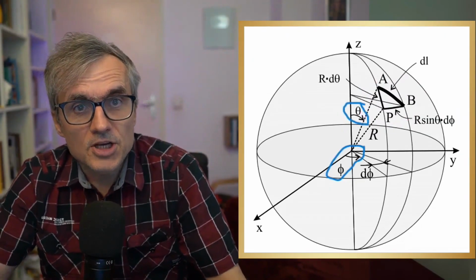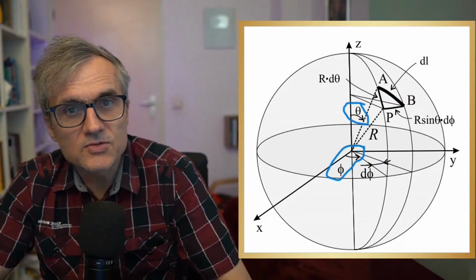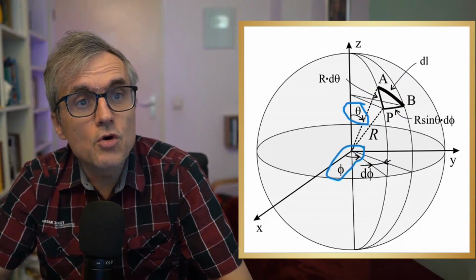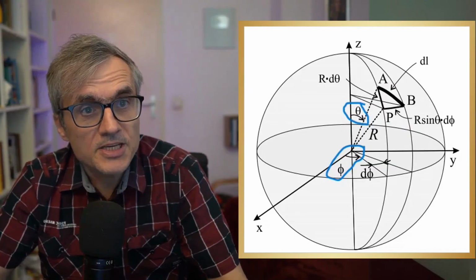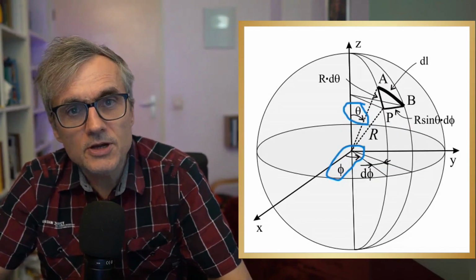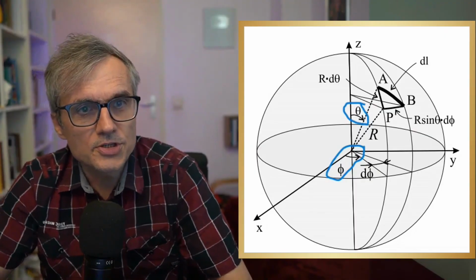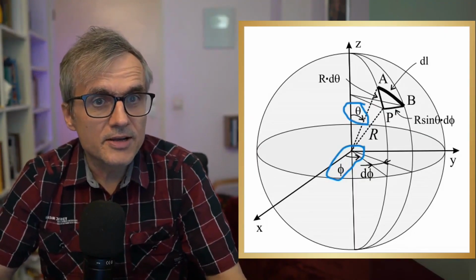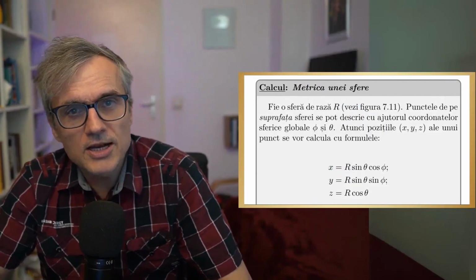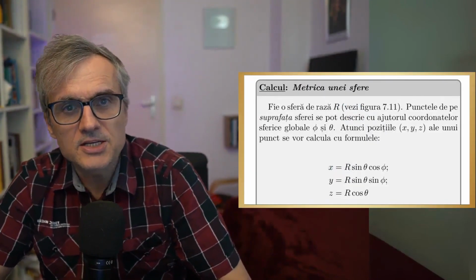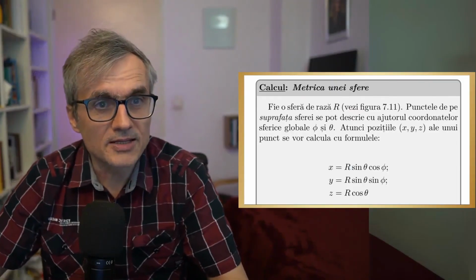So what are those coordinates on the surface of the sphere? Essentially, they are the two angles, the phi angle and the theta angle. So we want to express the distance between A and B only through those two angles, phi and theta, because the radius of the sphere is given. And we can do this starting from the Cartesian coordinates. This is shown in the formula. Here are the Cartesian coordinates.